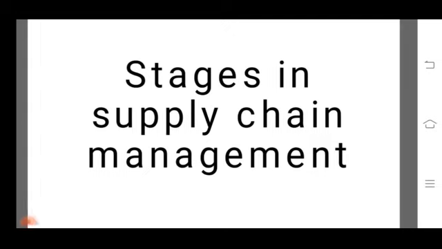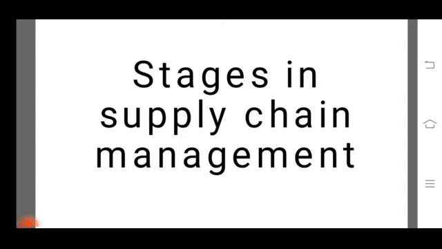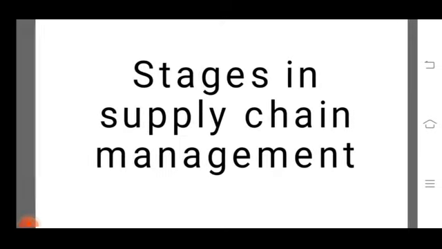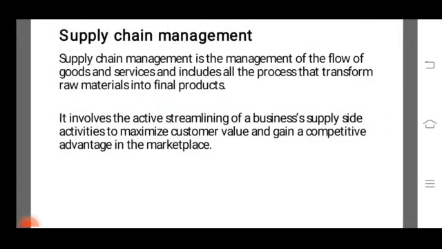In today's lecture, we will be discussing the stages or phases involved in supply chain management in detail. Simply, supply chain management is the management of the flow of goods and services, and it includes all the processes that transform raw material into the final product. It involves the active streamlining of the business's supply side activity to maximize customer value and gain a competitive advantage in the marketplace.